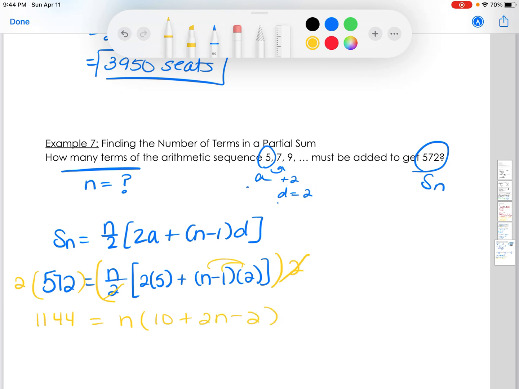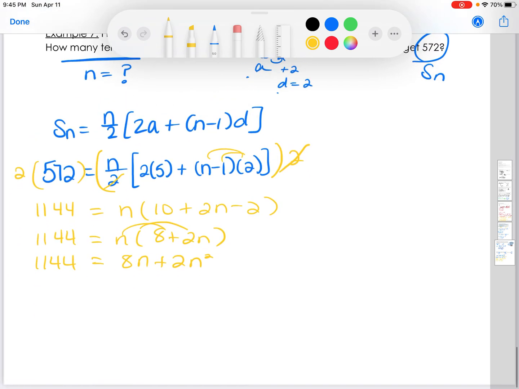Okay. And actually, let's clean up a little. 1144 is equal to N times 8 plus 2N. And let's distribute that. So we have 1144 is equal to 8N plus 2N squared. Oh, I think we have a quadratic. So let's divide out the 2. That's going to give us back 572. No big deal. 4N plus N squared. And let's make this equal 0. So we have N squared plus 4N minus 572.